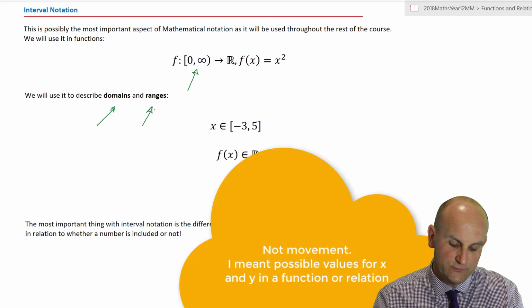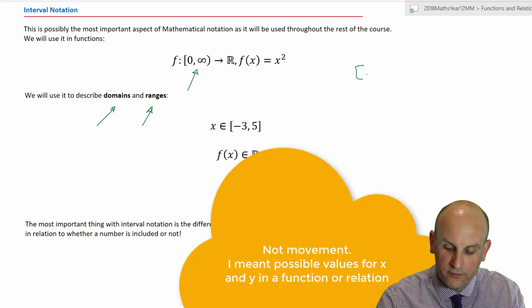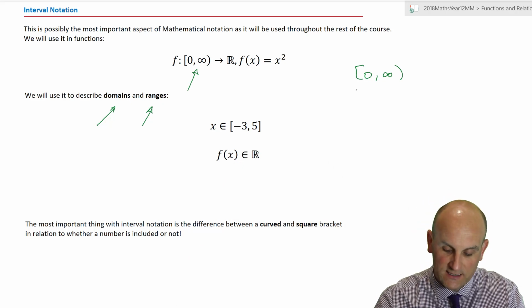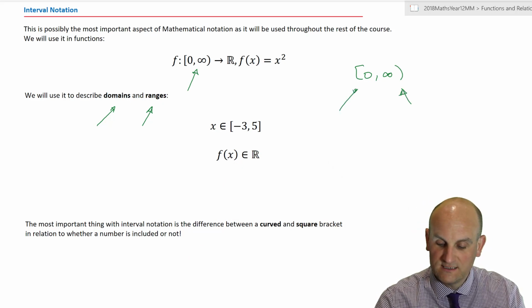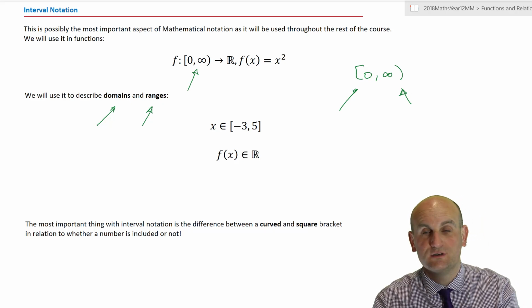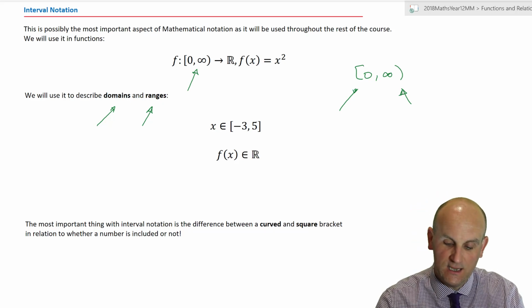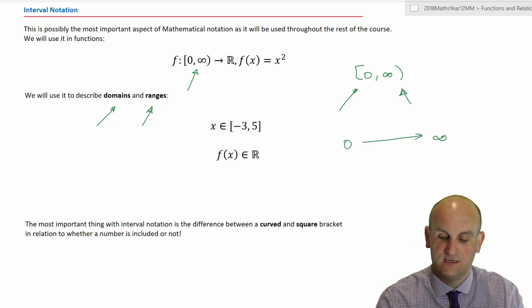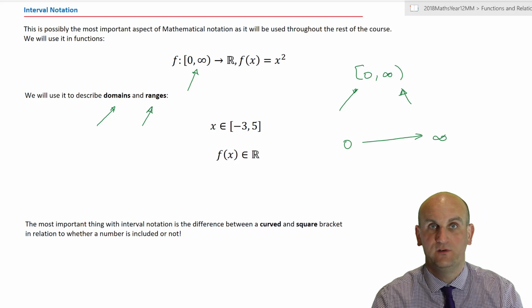So if we look at this interval notation here, what on earth does 0 to infinity mean? Now, obviously you can see one of them has a square bracket and one of them has a curved bracket. Well, the good news is a square bracket includes the number. So in this situation here, we're going to have all the numbers from 0 all the way up to infinity, and we're going to include that value of 0.